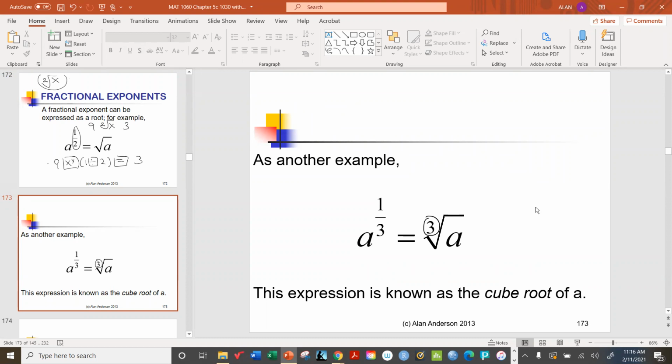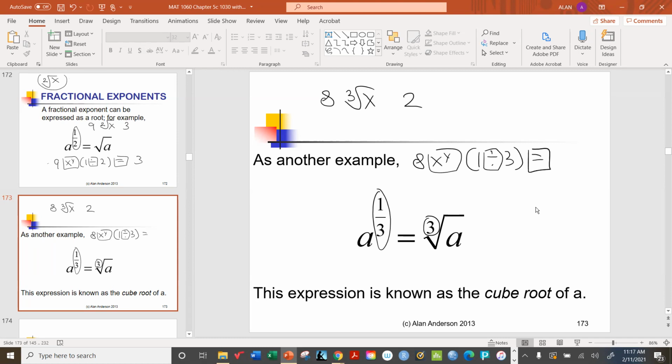So for example, what if you went to your calculator and said, I want to know the cube root of 8? You could do this, and your calculator does have a cube root button. And if you do that, you're going to get a 2. No problem. If you want to do it with this expression, you'd have to type 8, x to the y, 1 divided by 3, close parentheses, and equal.